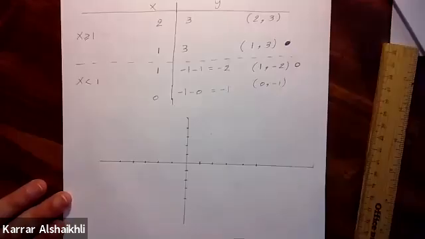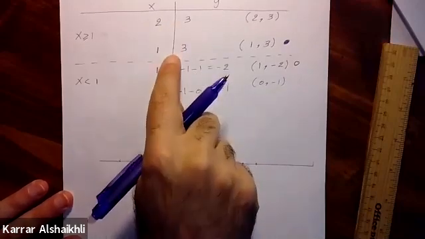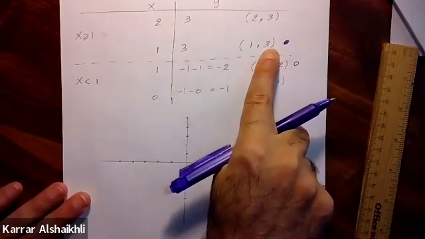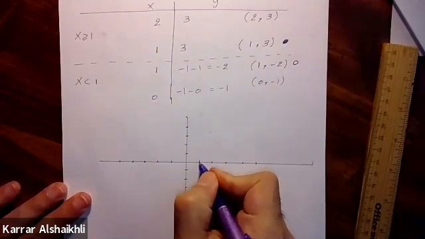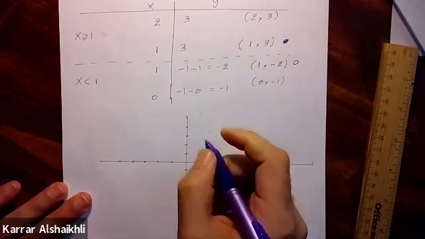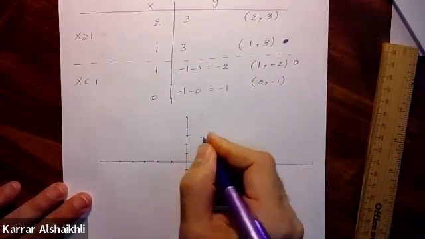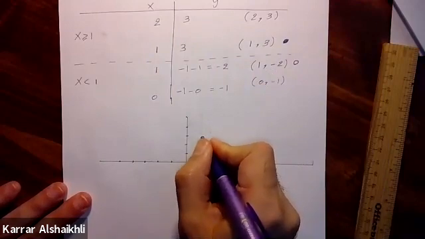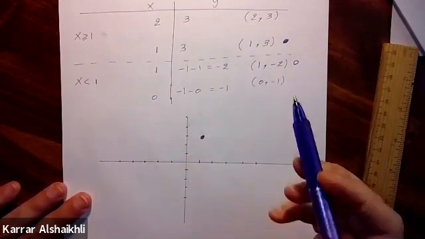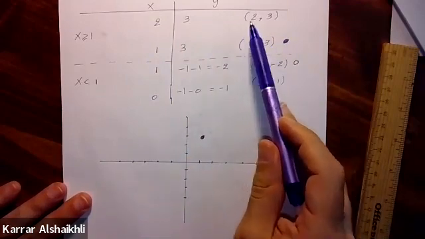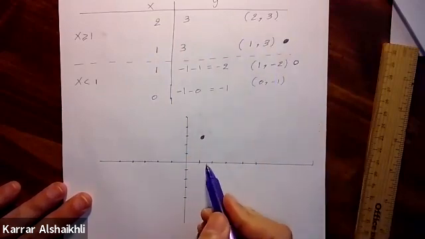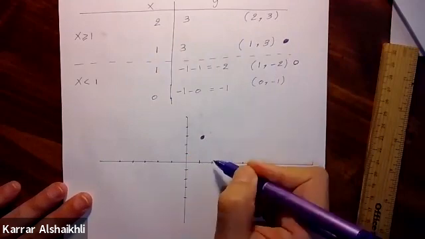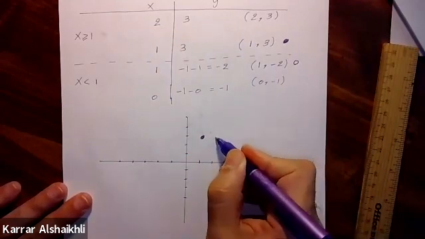Now let's graph these points. The first piece, this is the start point, 1, 3. So this is the 1, 1, 2, 3. And here is the 3. It's a closed circle. So here is the start point, which is a closed circle. The second point, 2, 3. 1, 2, this is the 2, and the 3, 1, 2, 3 is going to be here.